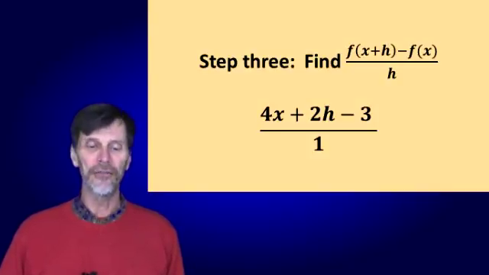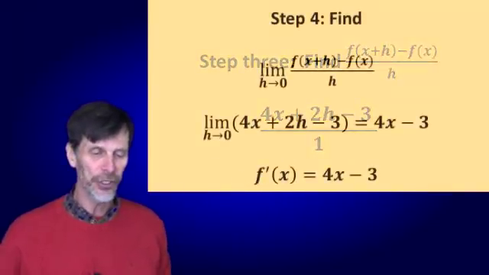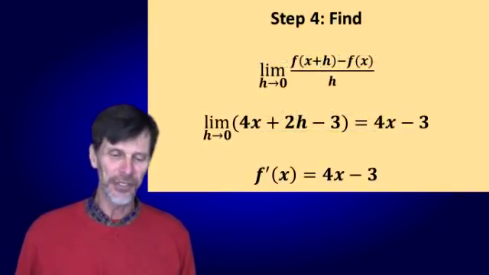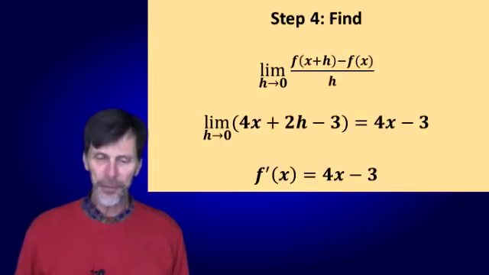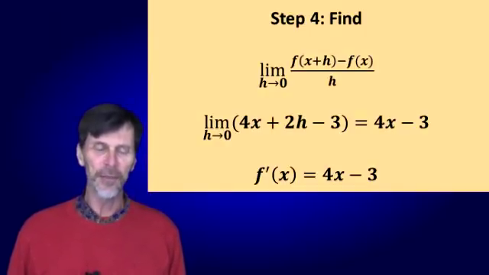Now we're finally to the 4th step. The 4th step is take the limit of that difference quotient. So if we take the limit as h goes to 0, that's one of the easier ones we'll ever do. Plug in h equals 0, and we find that the derivative is 4x minus 3.